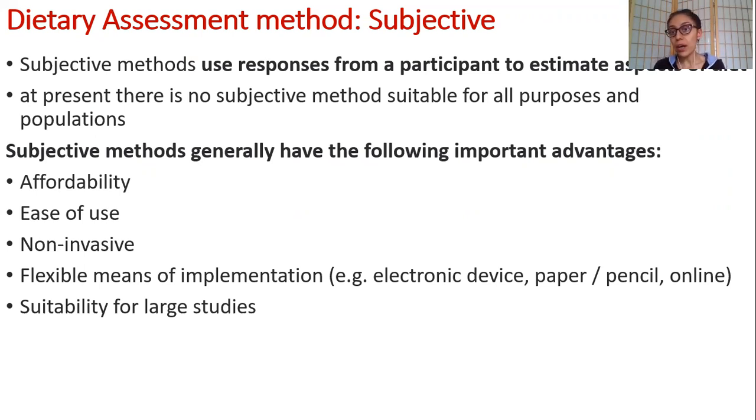So it could be a 24-hour recall or a food frequency questionnaire. So yes, this is an affordable method, easy to use, non-invasive, and it is also not as time consuming as objective methods are. It is suitable certainly for large studies because it has less respondent burden as a researcher. Yes, it would have some level of participant burden, definitely, because they are the ones completing the questionnaire, and it has flexible means of implementation, that is definitely there. You can have online questionnaires, food frequency questionnaires, and therefore large data collection is possible. Large sample size is possible with subjective measures.